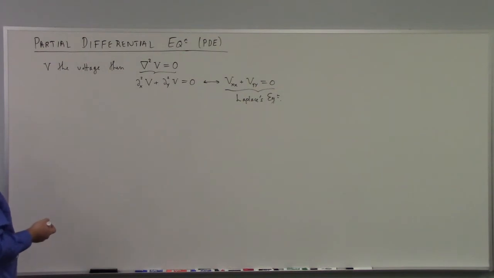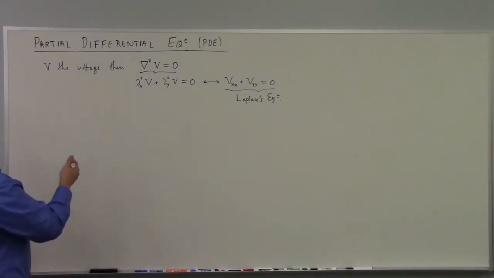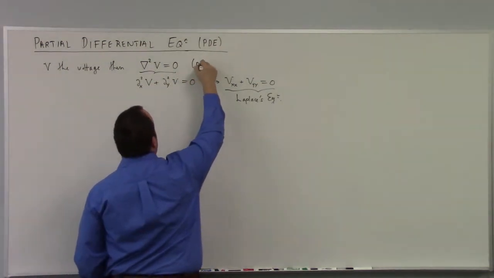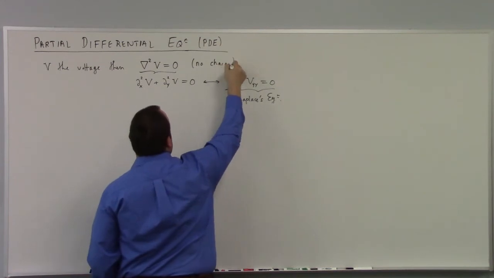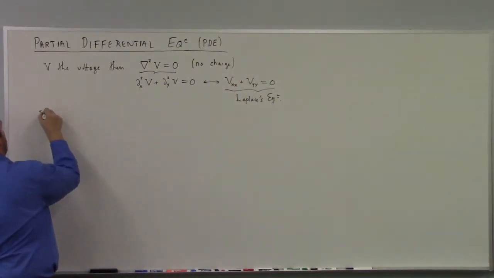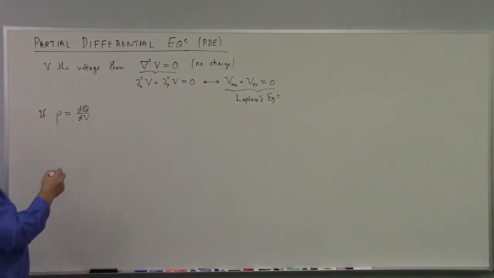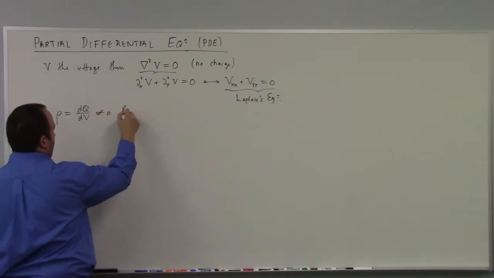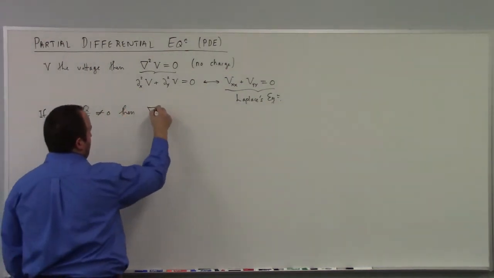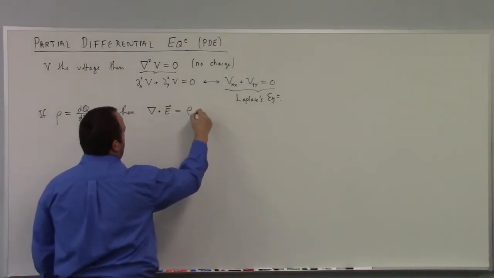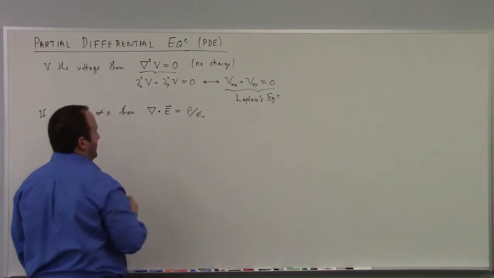Of course, this is for no charge. If there's charge around, so rho, we usually use rho for dq/dV, or excuse me, the other way around. So rho is the charge per volume, the charge density. So if this is not equal to 0, then we have what's called Gauss's law. The divergence of the electric field is equal to the charge density divided by epsilon naught. This is Gauss's law.